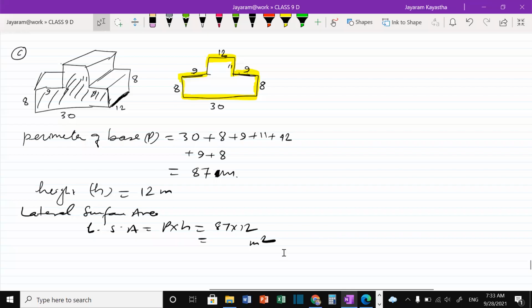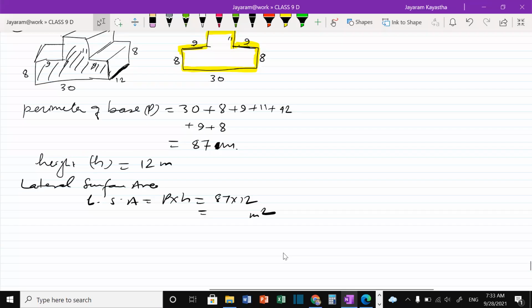1044. Thank you, Supreksha. Now, next, what we're going to learn here is the total surface area.